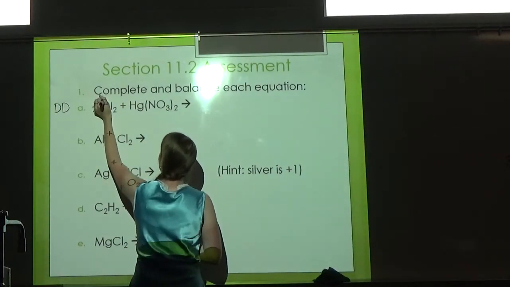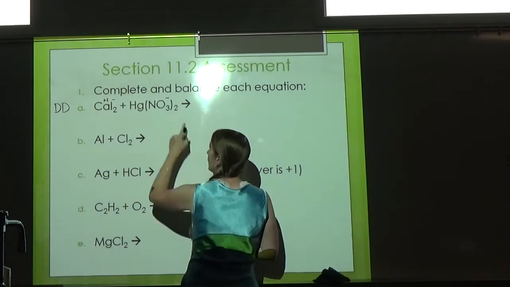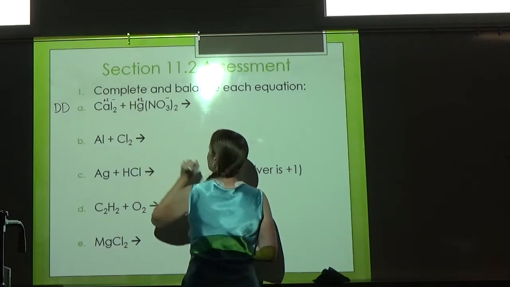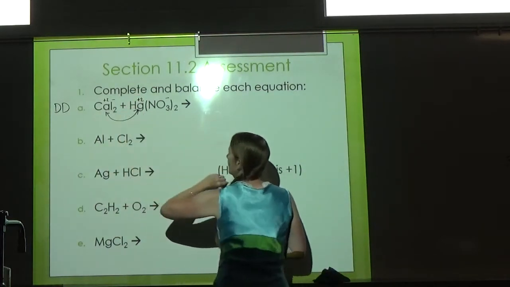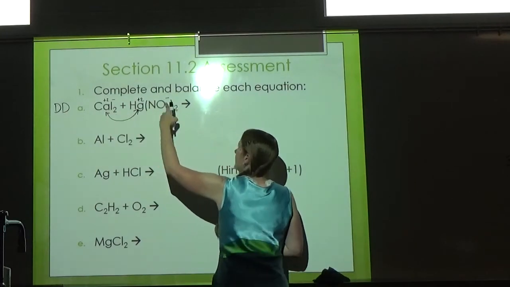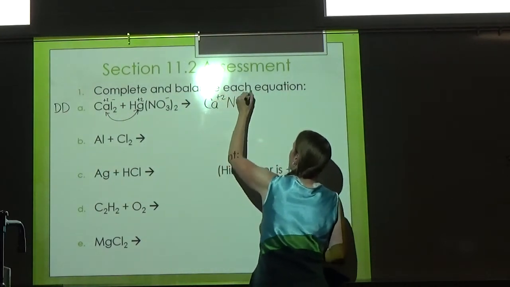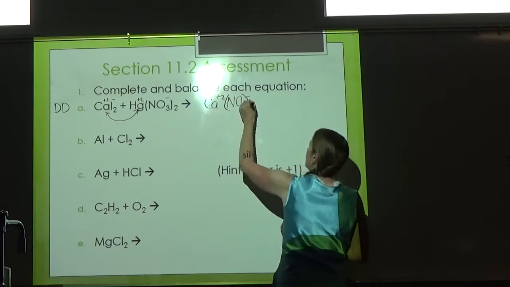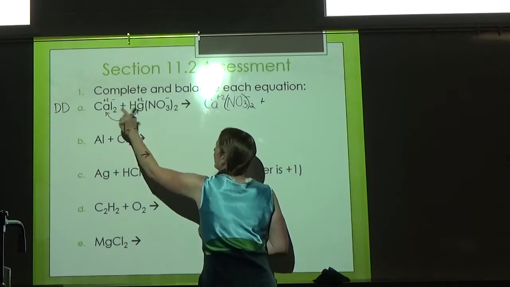So Ca is positive 2, I is negative 1, NO3 is negative 1, but there's 2 of them, so Hg is going to be positive 2. I'm going to swap my 2 positives. So now calcium is going to be with NO3, so I have Ca plus 2, NO3 minus, so of course I need 2 nitrates. And I can see that Hg is now going to bond with I.